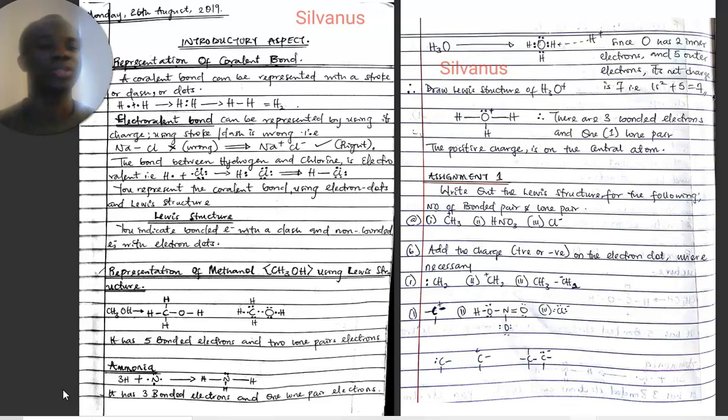The first thing we'll be looking at, which is like an introduction for subsequent things we are going to talk about, is the covalent bond. But let me just talk a bit about organic compounds.